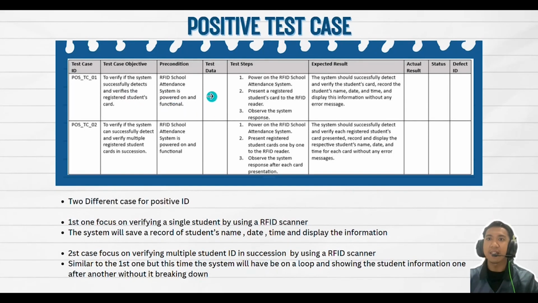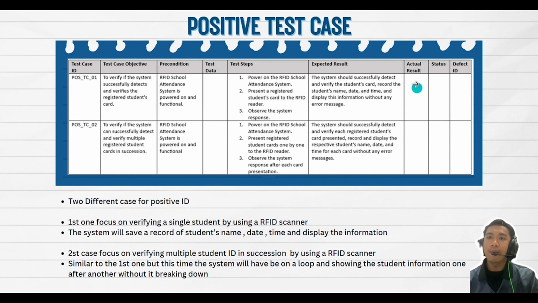If you see the empty test data column, you will input any specific data required for testing. Since it's not specified in your test case, you might not need any test data for this particular case. If there were a specific student ID or RFID card number required for testing, you will list them here.